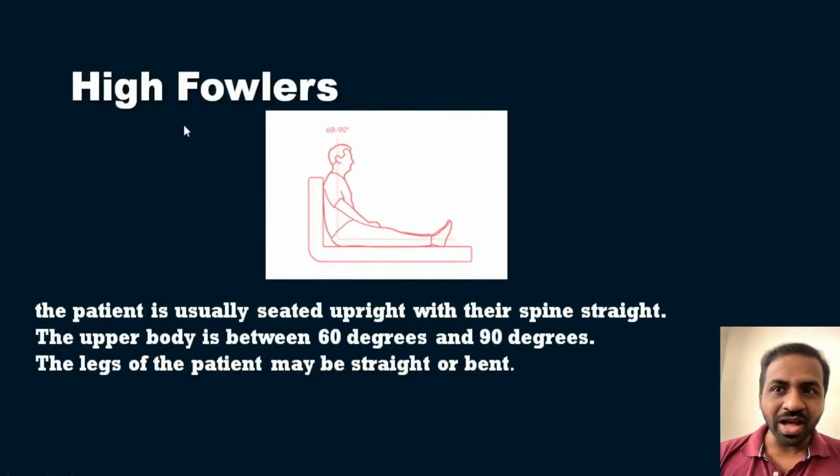The first option was the high Fowler's position. You can see an angle of 60 to 90 degrees. The patient is usually seated upright with their spine straight, and the upper body is between 60 and 90 degrees. The legs of the patient will be straight or bent. Sometimes it can be bent like this, or sometimes straight. Whatever it is, the spine will be upright at 60 to 90 degrees to the body. So this is the high Fowler's position.